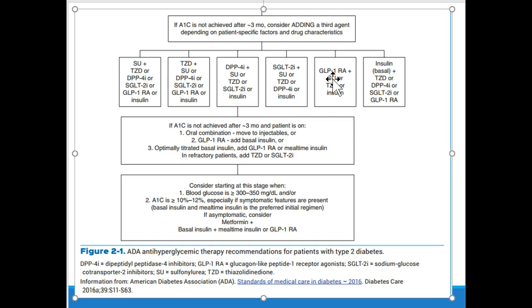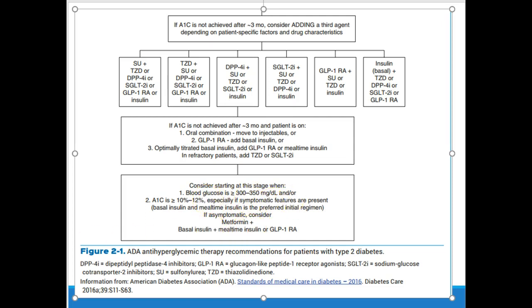It also is a heavy insulin dependent regimen because you're manipulating the pancreas and giving insulin at the same time, so they don't think there's as much synergy there. If your A1C is not achieved after 3 months on oral combination, you move to injectables and add basal insulin, optimally titrating it. Consider starting at this stage if your blood glucose is really high or A1C is 10 to 12%, then you would maybe start at a more aggressive one.